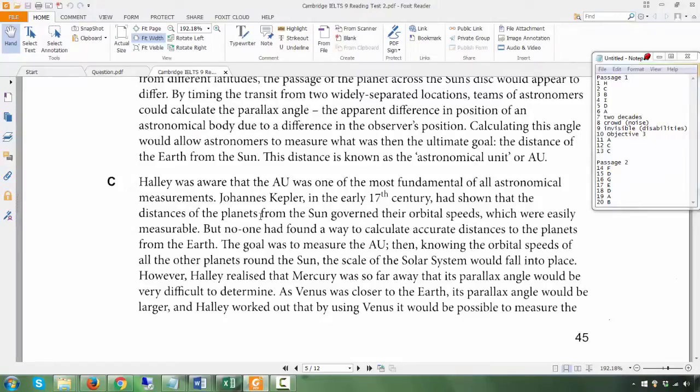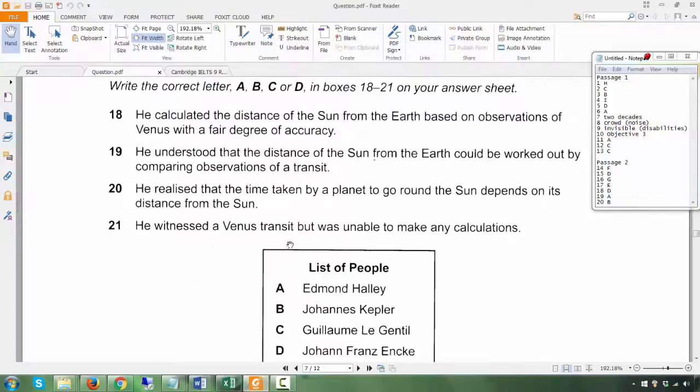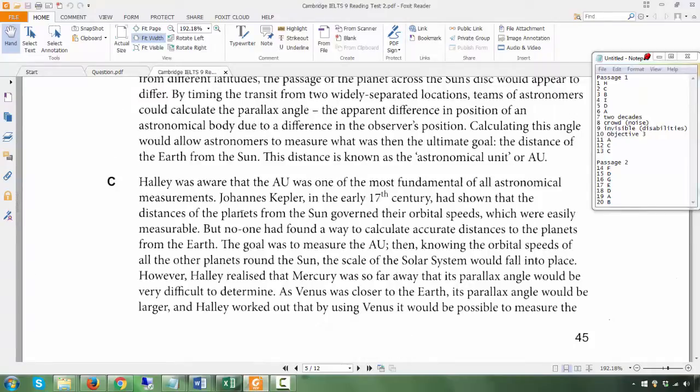had shown the distance of the planets from the Sun govern their orbital speeds. Okay, so the time taken, the speed, depends on the distance of the planets from the Sun. All right, so Johannes Kepler.